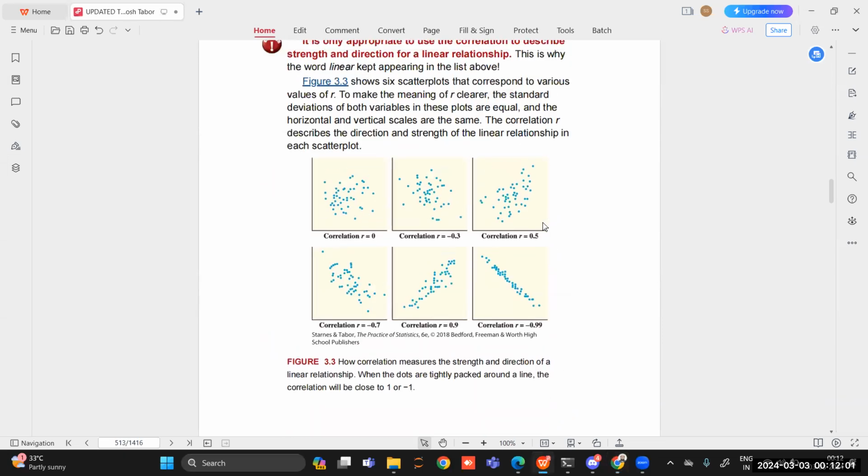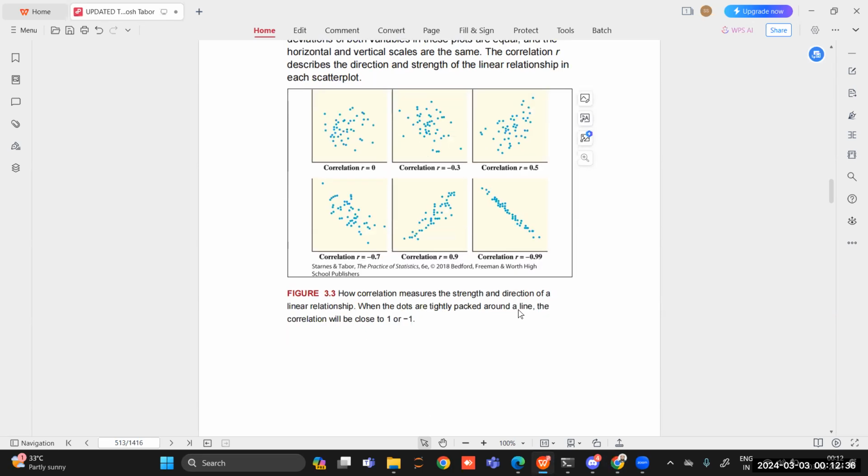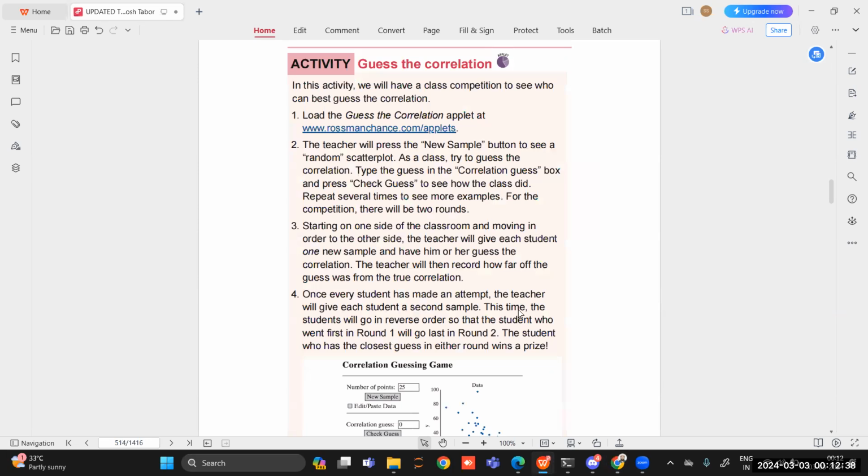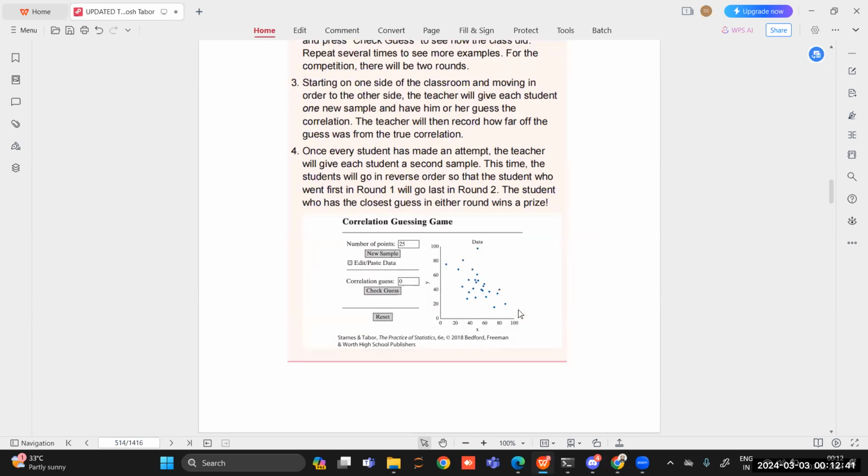Okay, so you can name it here. See the correlation he has given in the first diagram. The correlation is 0, so there is no correlation in the data. In the second, it is -0.23, so there is weak negative correlation. In the third, it's 0.5, so it is moderate positive correlation. In the fourth, it is -0.7, so there is a moderate negative correlation. It is 0.9 in the fifth one, strong positive correlation, and -0.99, very strong negative correlation. Is it clear, right? Yes, clear.